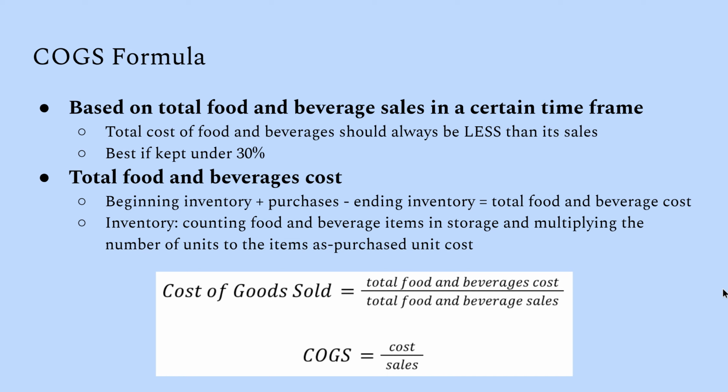So this is the COGS formula. And again, this is based on total food and beverage sales in a certain time frame, usually done within a month, but you can use your POS system to scale it down or widen it however you need to. The total cost of food and beverages should always be less than its sales. If you're paying more for what you're selling, there's a problem.